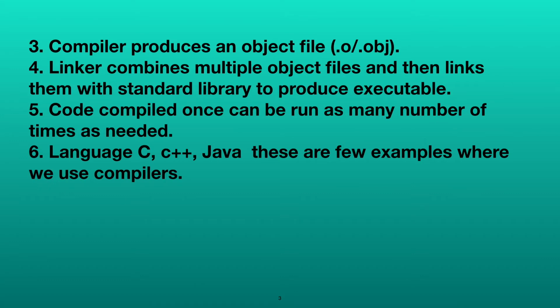Languages like C, C++, and Java are a few examples where we use compilers to convert the high-level language code to machine language code.